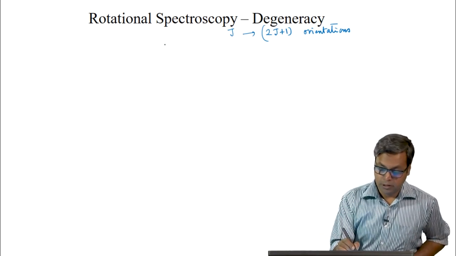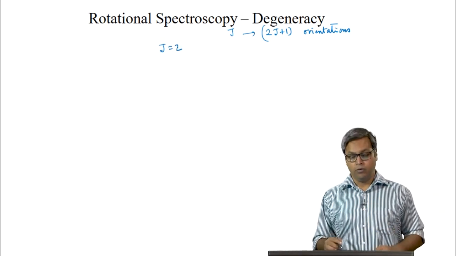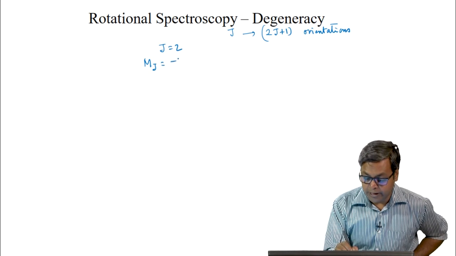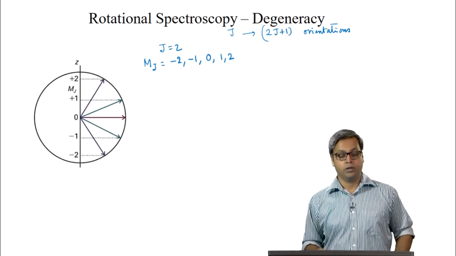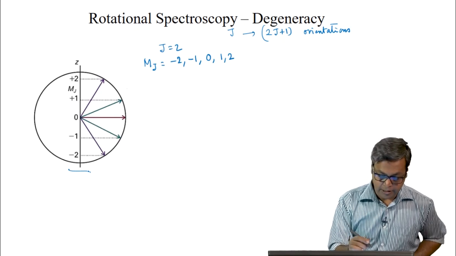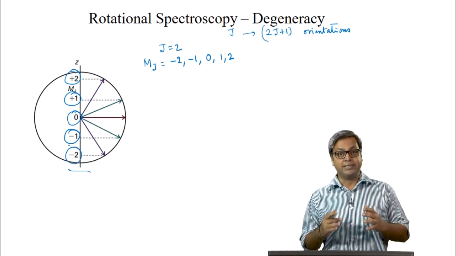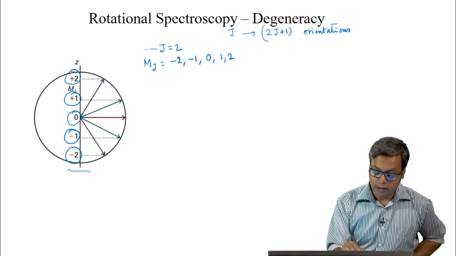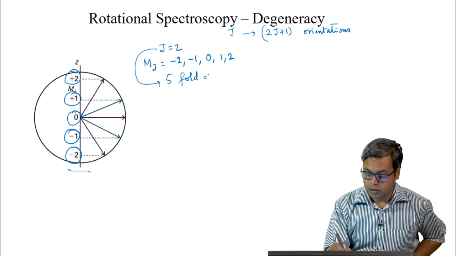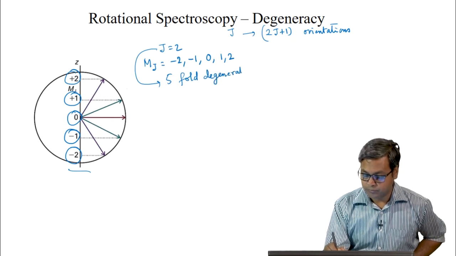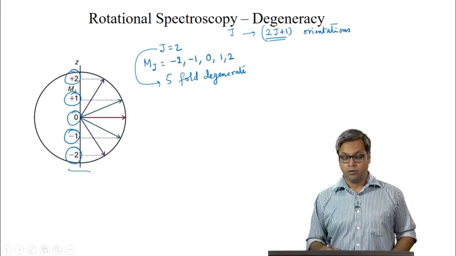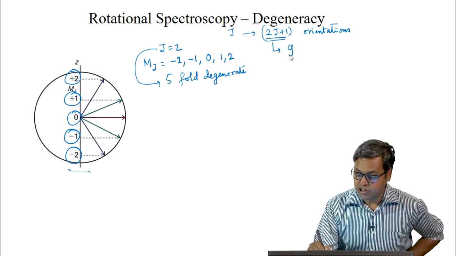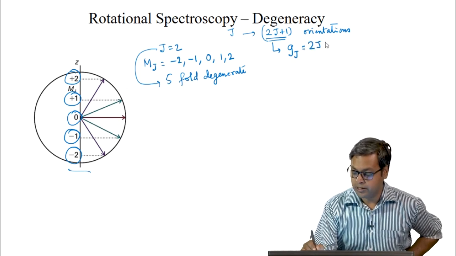So, for example, when j equals 2, we know mj equals minus 2, minus 1, 0, 1 and 2. We can see in this figure that mj can take values of plus 2, plus 1, 0, minus 1 and minus 2. So, we can say that j equals 2 is 5-fold degenerate. The jth level is 2j plus 1 fold degenerate, or we can write the degeneracy gj equals 2j plus 1.